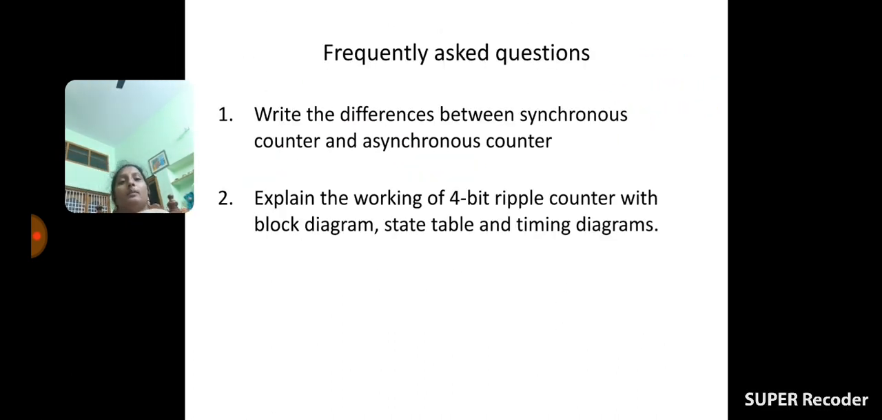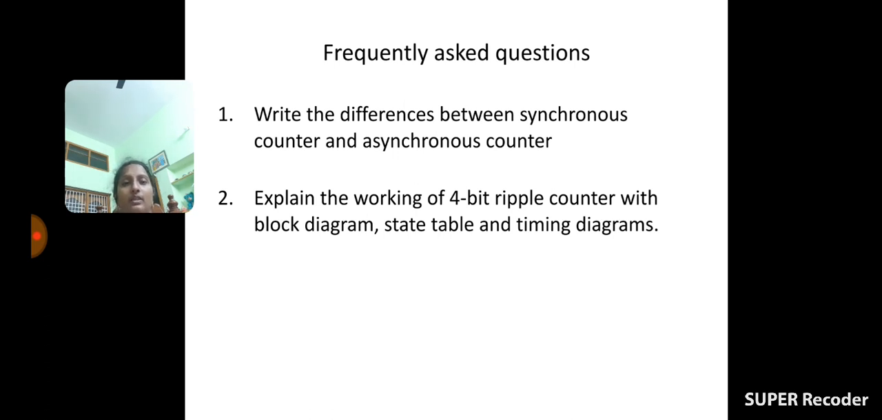Coming to the previously asked or important questions, giving the differences between synchronous and asynchronous counters is very, very important. So what is the difference? Coming to the first difference, in an asynchronous counter, the external clock pulse is applied to only the first flip-flop, and the other flip-flops get the clock pulse from the output of the previous stage. And in a synchronous counter, all the flip-flops are triggered simultaneously, at the same time, with the same clock pulse.